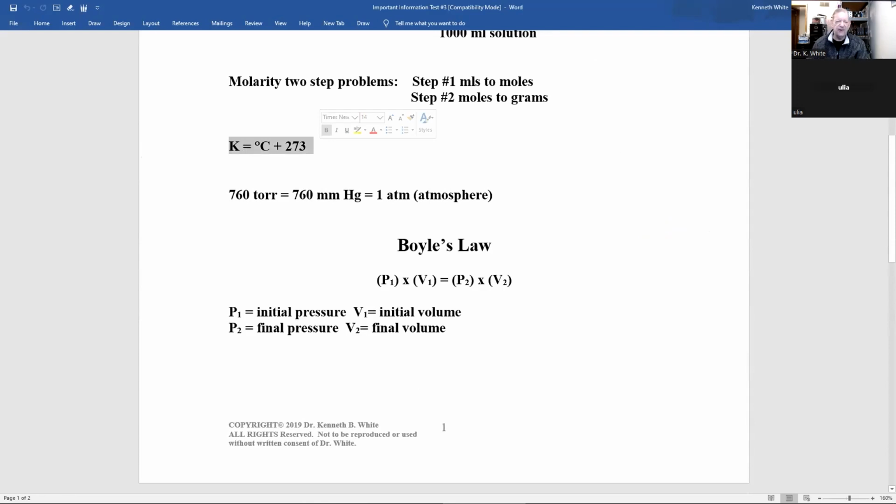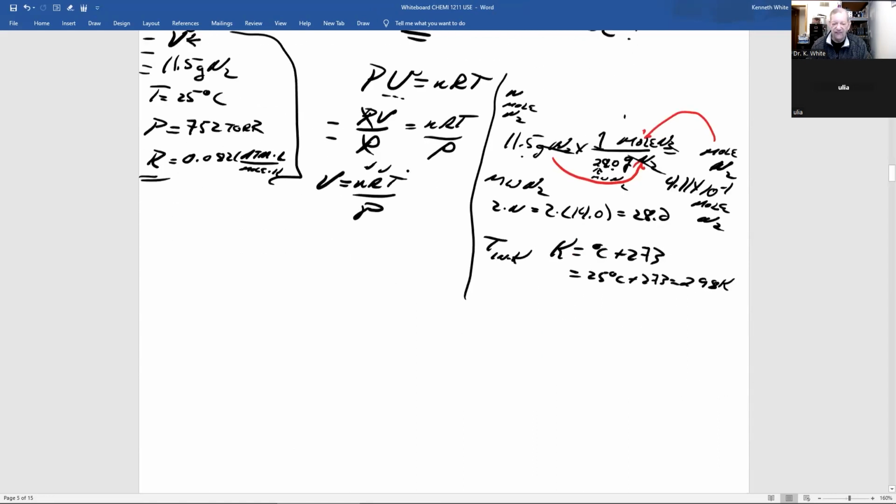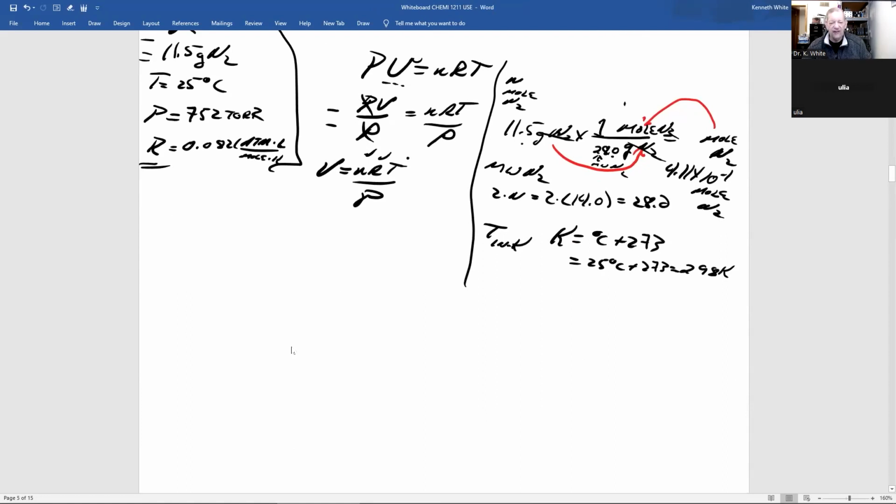Kelvin equals degrees C plus 273. So Kelvin, my temperature, equals degrees C plus 273. My temperature is 25 degrees C plus 273 equal 298 Kelvin. And the last thing I have to figure out is pressure right here.